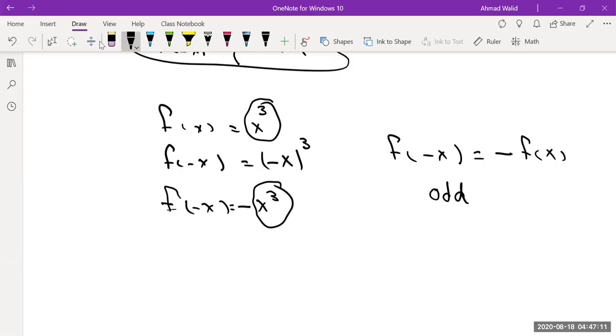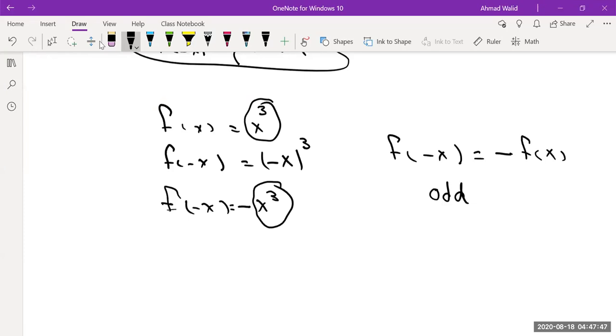Then remember, every time that someone is asking you, or I ask you, is this function even or odd? What should you do? Replace your x with negative x. If f of negative x becomes equal to f of x, the function is even. If f of negative x becomes equal to negative f of x, in that case, your function is odd, correct? I'm sure you remember these lectures, but still I want to explain a lot for you, correct?